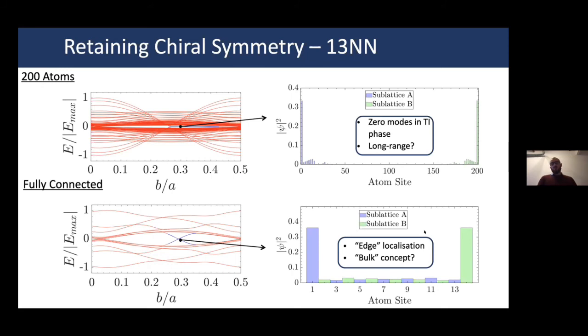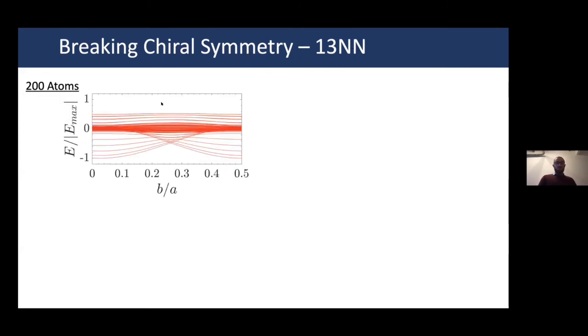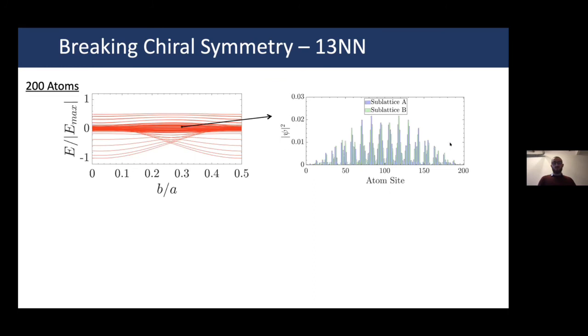So if that's not interesting enough, let's see what happens when we break the chiral symmetry now. Again, for 13 nearest neighbors, we have, in this case, 200 atoms. Now, recall, we don't expect to be in a topological insulator phase here. And that's exactly what we get. We have no energy gap whatsoever when we have 200 atoms. The previous state here now certainly becomes a bulk state. There's no insulating properties whatsoever, and we're not surprised here.